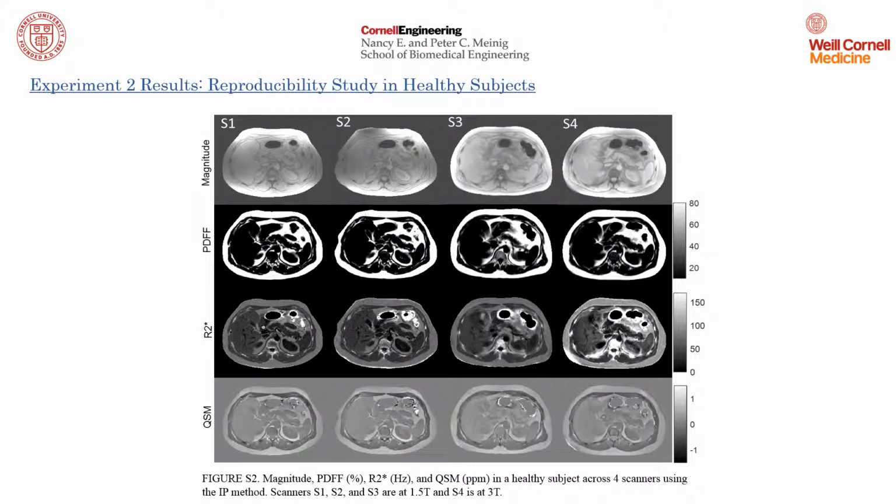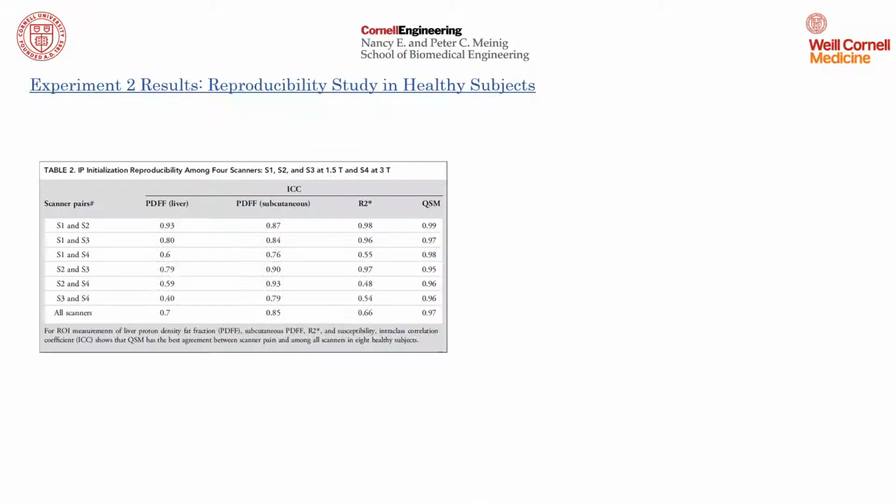Figure S2 shows magnitude, PDFF, R2 star, and QSM maps in a healthy subject across 4 scanners using the proposed in-phase method. Scanners S1, S2, and S3 are 1.5T, and scanner S4 is a 3T scanner. As you can see, there is good qualitative agreement between all scanners, except that the R2 star map in S4 is higher than in the rest of the scanners, because it is known that R2 star is field strength dependent.